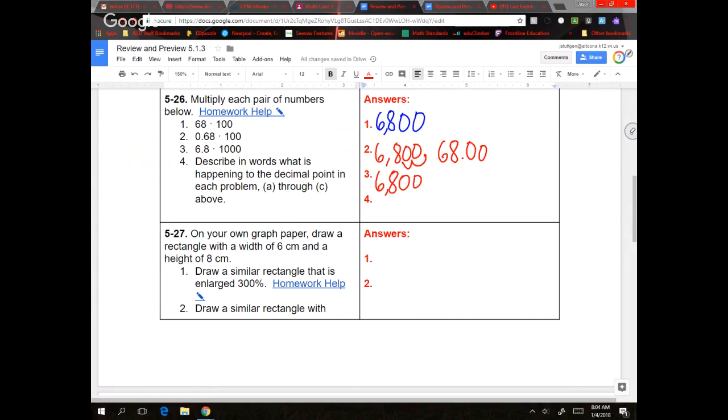And now let me erase this so I can actually read the words. It says describe in words what is happening to the decimal point in each problem. Well, I kind of just talked you through it. If the decimal point is moving in the actual problem, the decimal point in the answer will move the same number of spots in the same direction. Okay. Moving on to the next one.